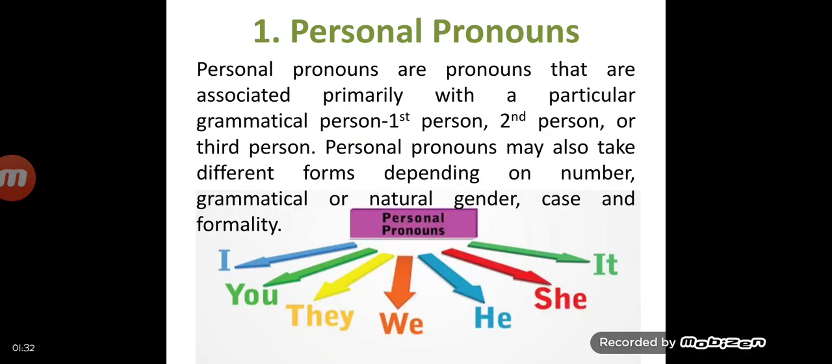In case reference is made to two or three persons together, preference is given to the second person between first person and second person. For example, you and I. But if there is third person between first person and third person, we use she and I. But if there is second person between second person and third person, we use you and she.